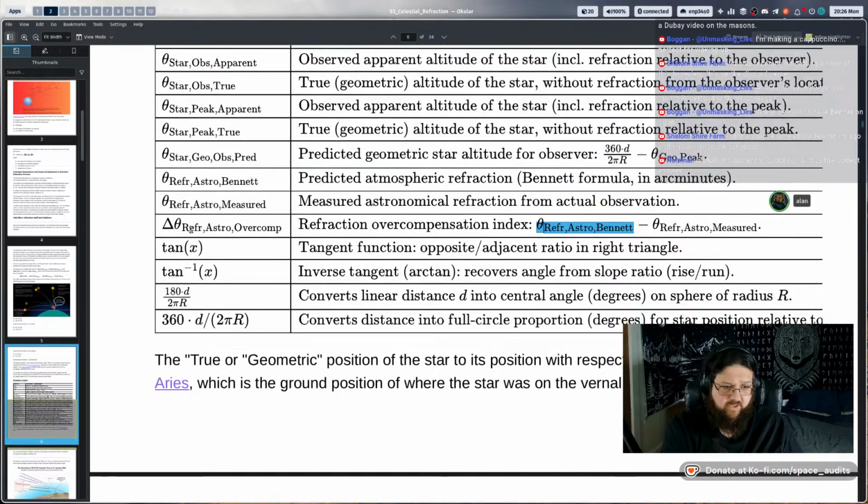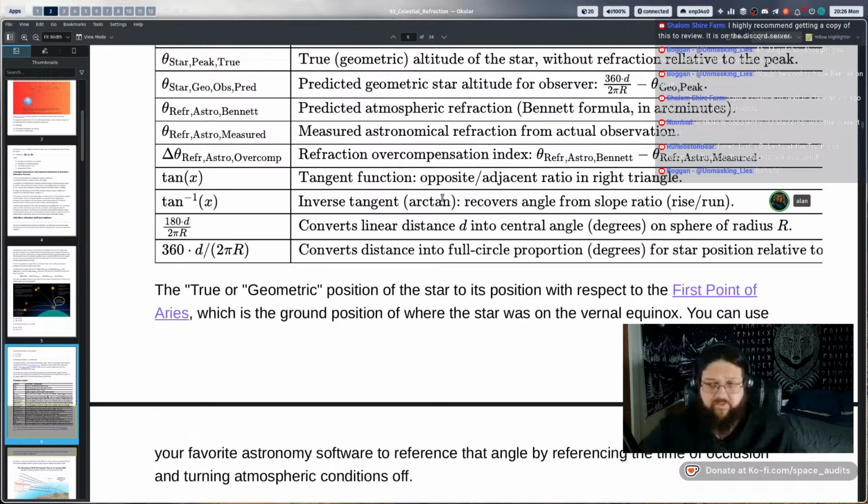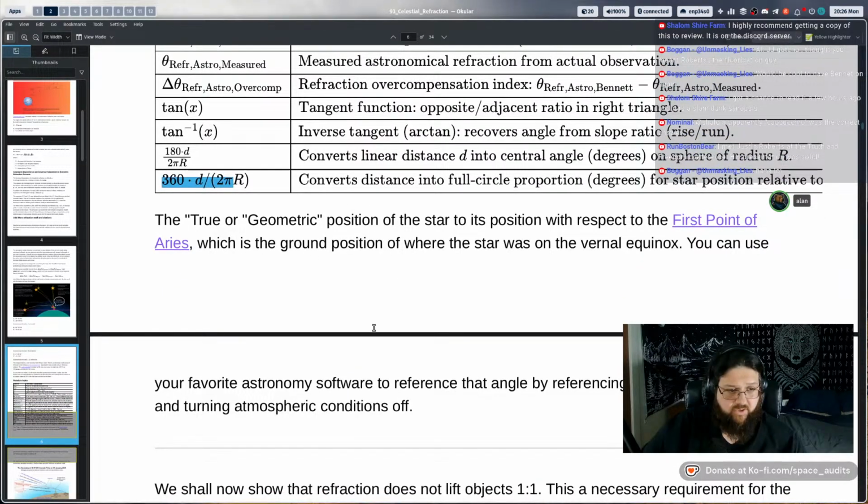So tangents, these are just explaining the math functions. So just functions of a triangle, and converting distances based off of a central angle to a sphere with a radius of r. So that's where the 180 times the distance comes from, and then the 360 times the distance over 2 pi r. That's where all that's in relation to.